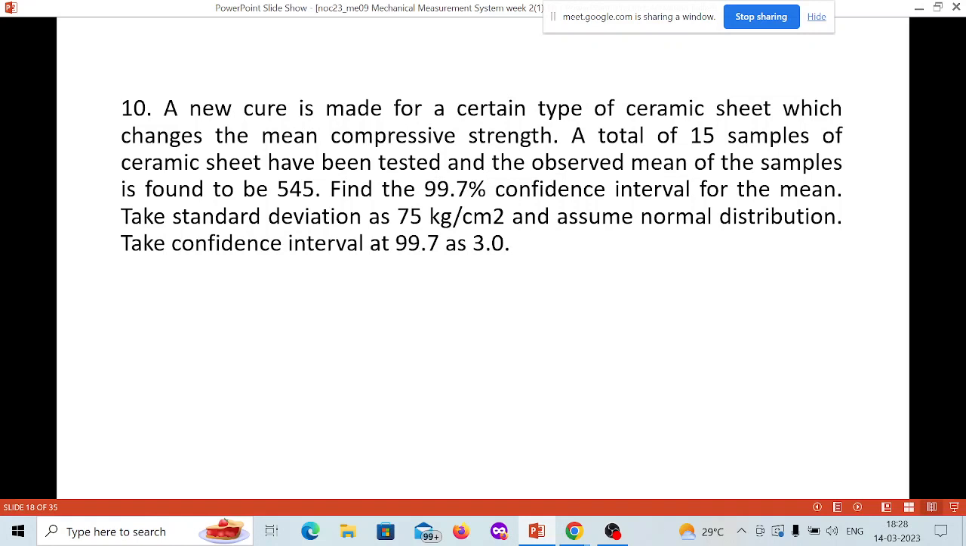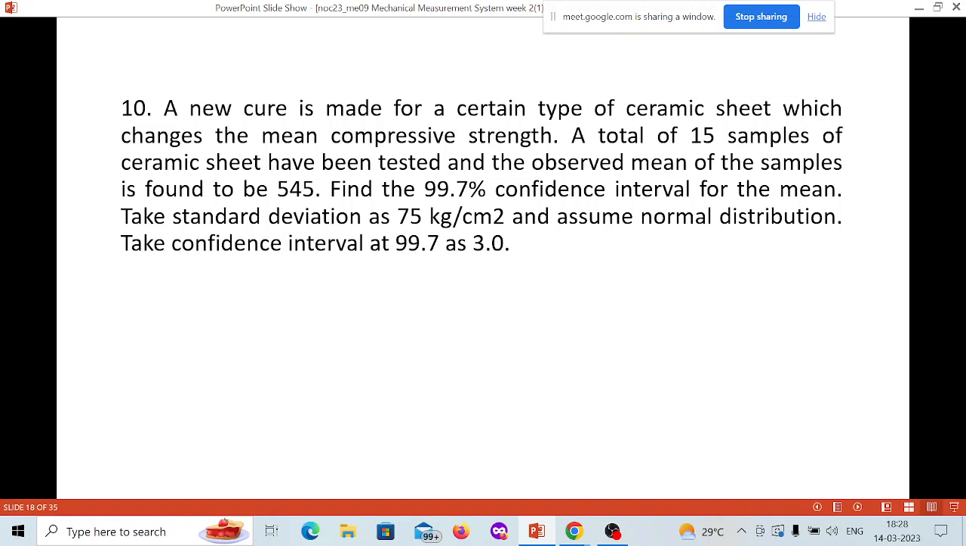Moving on to the next question. A new cure is made for a certain type of ceramic sheet which changes the mean compressive strength. A total of 15 samples of ceramic sheet have been tested, and the observed mean of the samples is found to be 545. Find the 99.7% confidence interval for the mean. Take standard deviation of 75 kg per centimeter square and assume normal distribution. Take the confidence factor at 99.7% as 3.